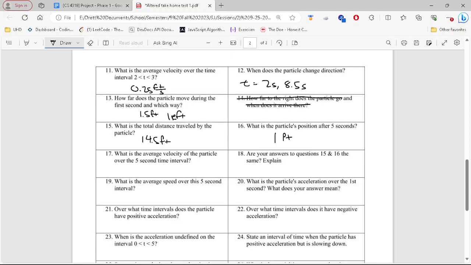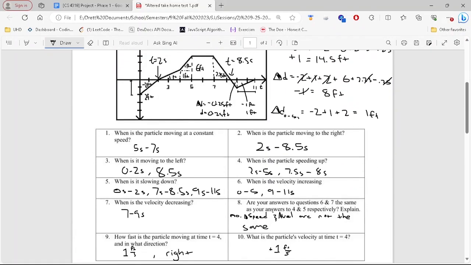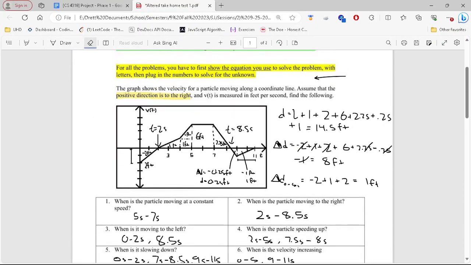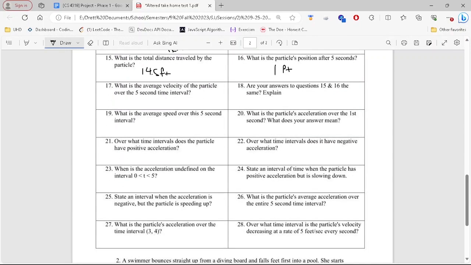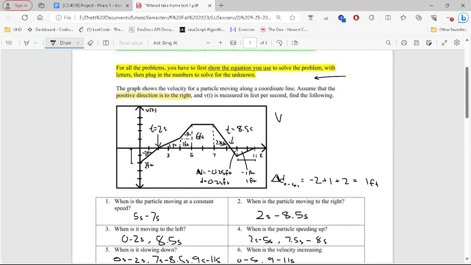What is the average velocity of the particle over the 5-second interval? Okay, so let's see. The formula for average velocity, V_avg, is, if you have the two velocities, velocity final plus velocity initial divided by 2, and it's also equal to the change in displacement over the time that it took. That is going to be its average velocity as well.